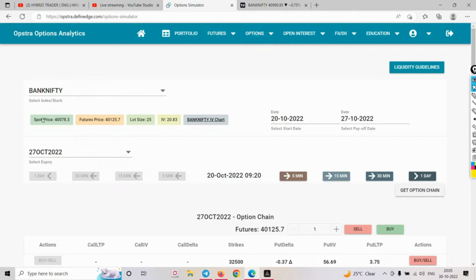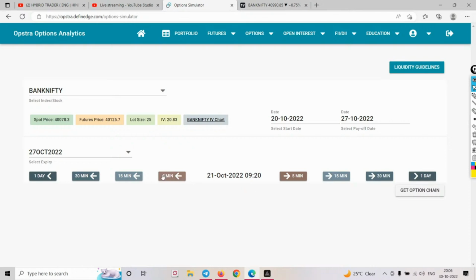I am doing it for Bank Nifty for 27th October. 28th is the start date and 27th is the expiry. I'll take you to 3 p.m. This is what we do. So this is your 3 p.m. We are going to deploy. I'll quickly show you a debit spread.